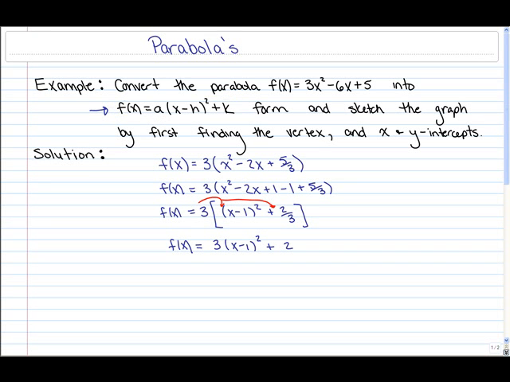So now it should be real simple in finding the vertex and x and y-intercepts. In this form here, the vertex is simply (h, k), where h is this value of 1, and k here is this value of 2. So your vertex is just simply (1, 2).